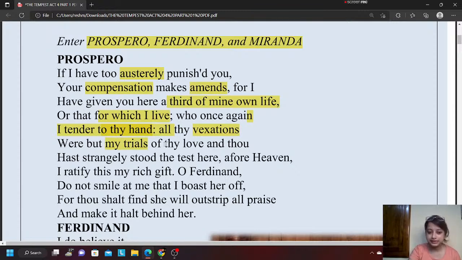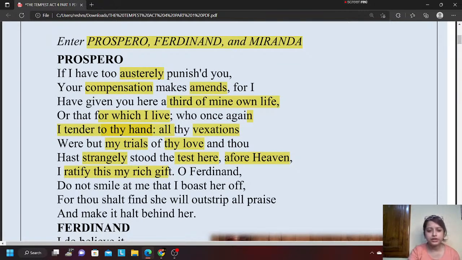They were just tests of what? Of how much you love her. And thou hast strangely, that means marvelously, stood the test here. So you have passed the test in flying colors. For heaven, therefore, in front of heaven, keeping heaven as witness, I ratify this my rich gift. So I'm giving you this gift of mine.